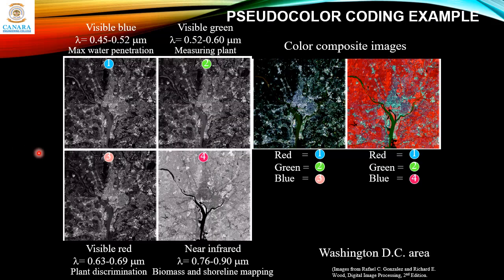Here is an example of pseudo color coding. This is a photograph of the Washington DC area with a river flowing in the middle. All these four pictures are of the same area, but taken using different radiation. This one is visible blue at a wavelength of 0.45 to 0.52 micrometer, the second one is visible green 0.52 to 0.6 micrometer, and the third one is visible red 0.63 to 0.69 micrometer.